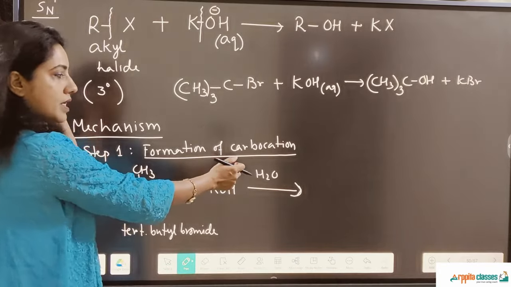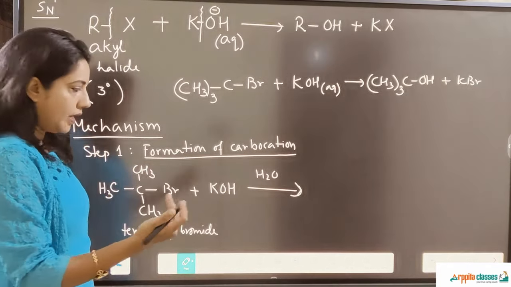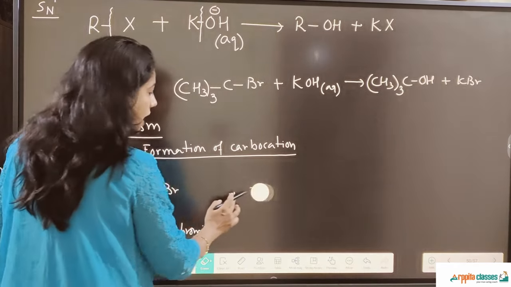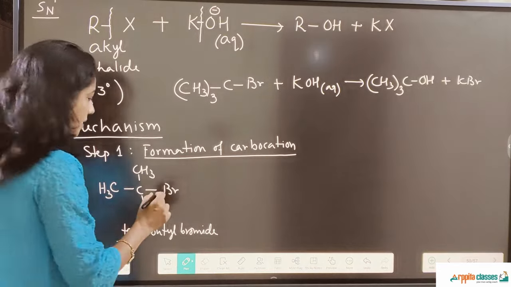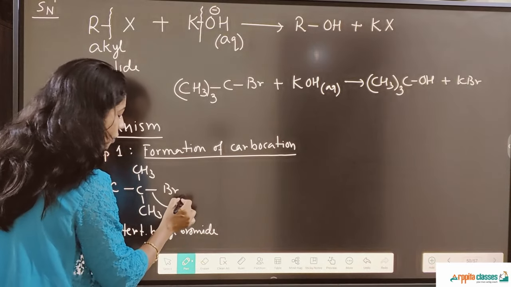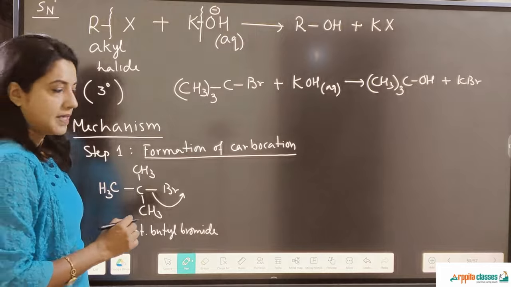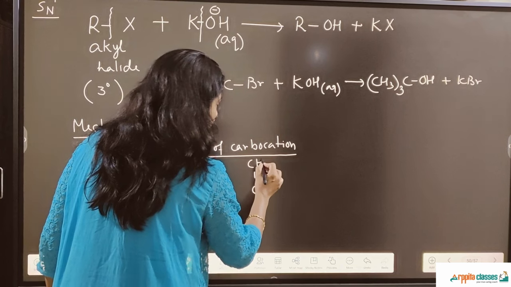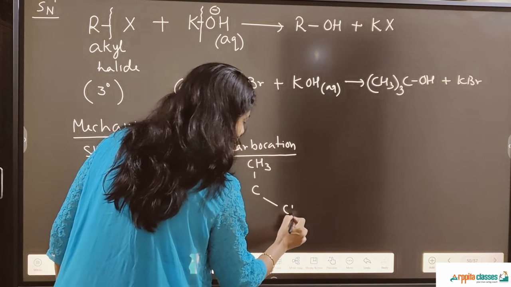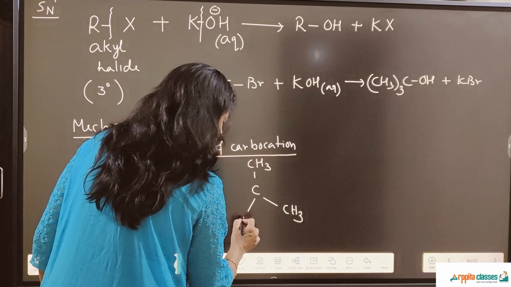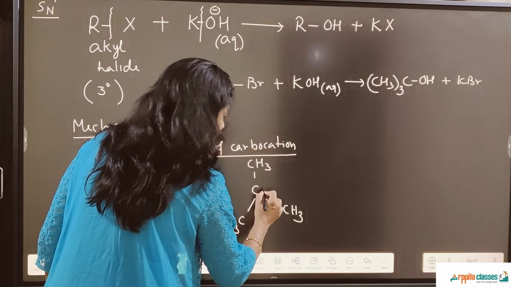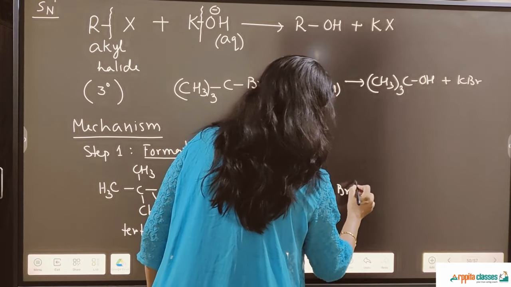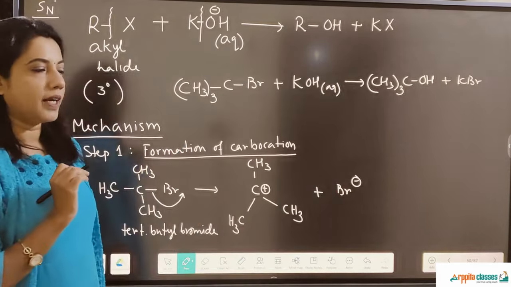Now since this is a very weak nucleophile, in the first step, what is happening? The carbocation formation is happening. That means first the leaving group leaves the species, and you get a carbocation, which is your 3 degree carbocation, (CH3)3C with a plus charge. Br minus has left. This is our first step, carbocation formation.